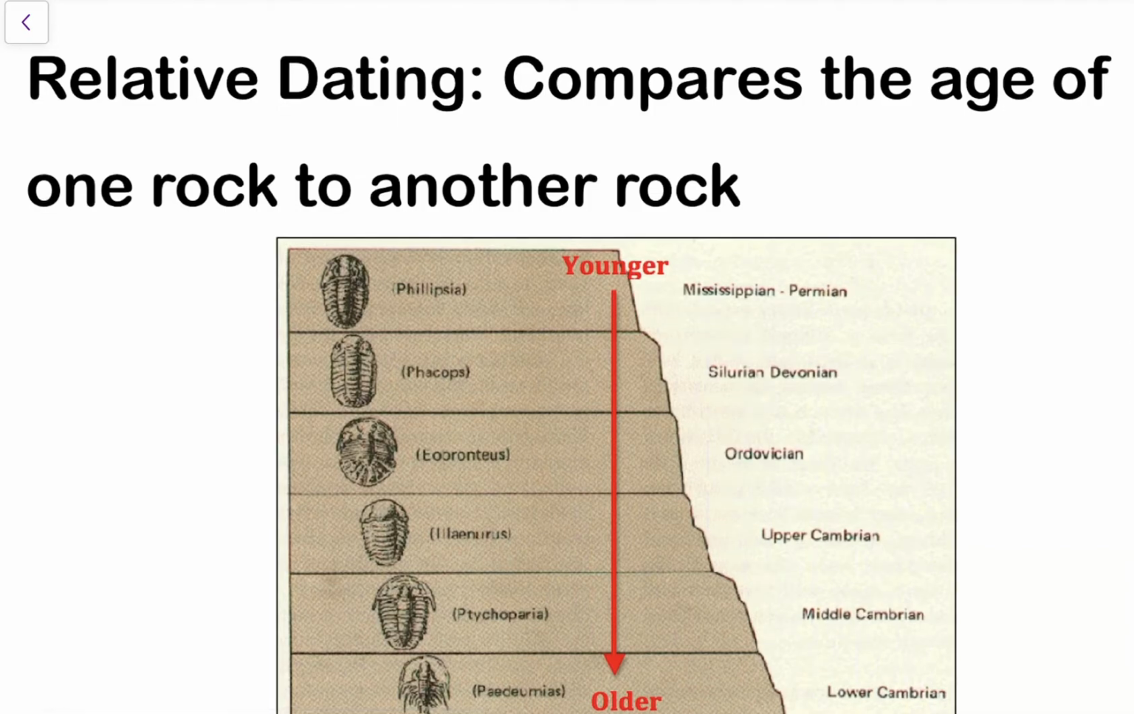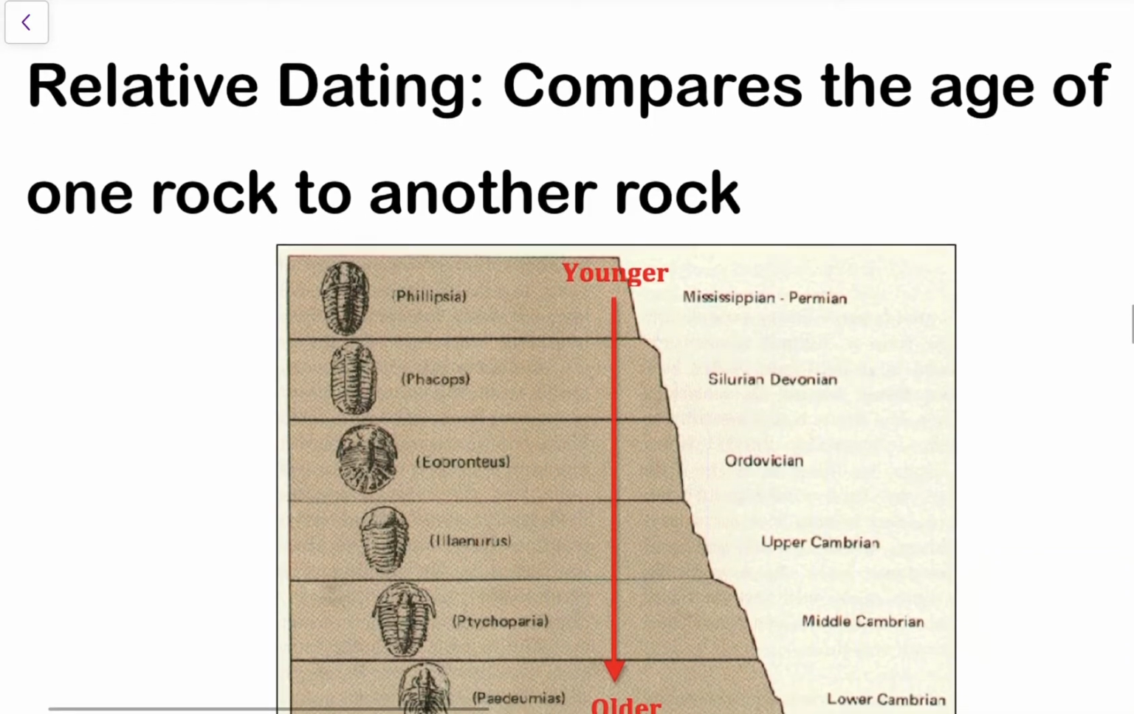The second way of figuring out how old rocks are is from what we call relative dating.